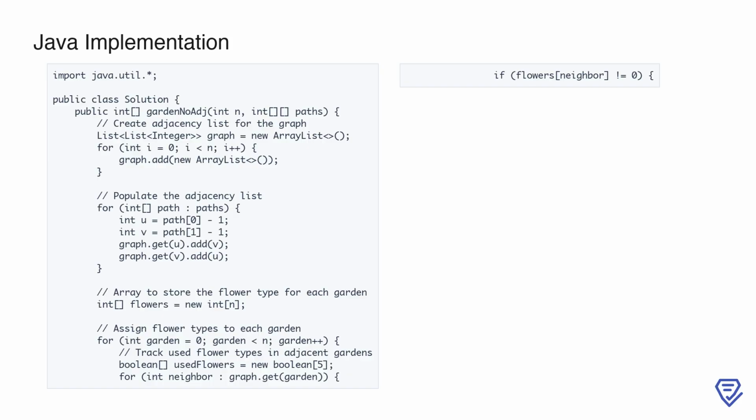Moving into the main part of the algorithm, we loop through each garden to assign it a flower type. For each garden, we prepare a Boolean array usedFlowers, which helps track the flower types already used by its neighboring gardens. Then, we traverse the list of neighbors for the current garden, marking the flower types that are already taken by those neighbors in the usedFlowers array.